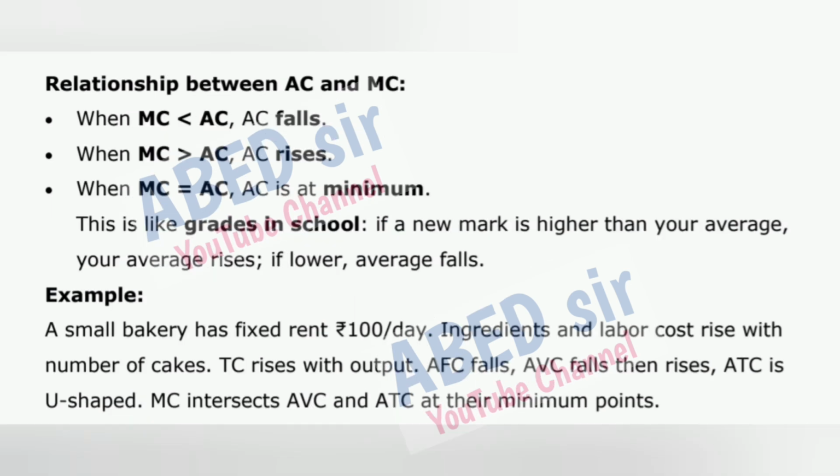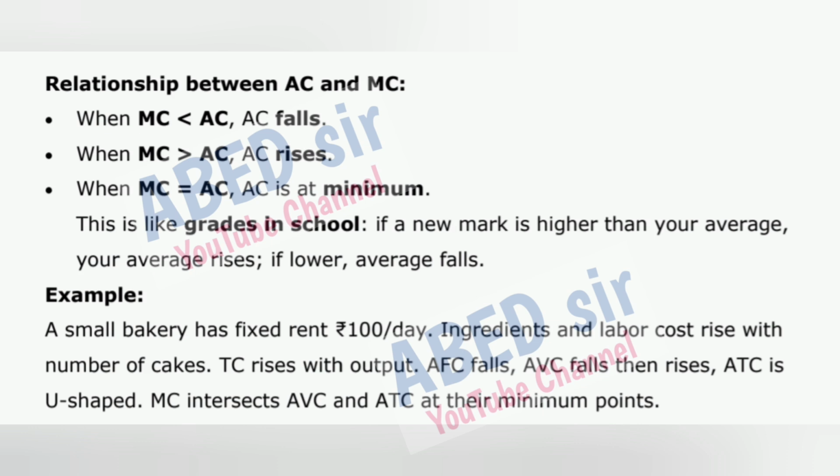Relationship between AC and MC. When MC is less than AC, AC falls. When MC is greater than AC, AC rises. When MC is equal to AC, AC is at minimum. This is like grades in school. If a new mark is higher than your average, your average rises. If lower, average falls.